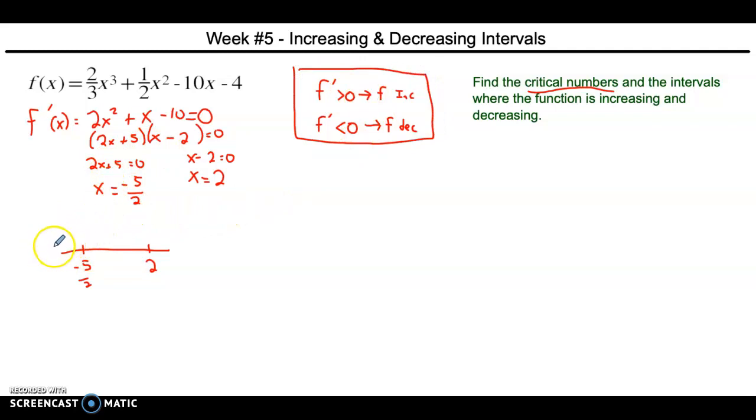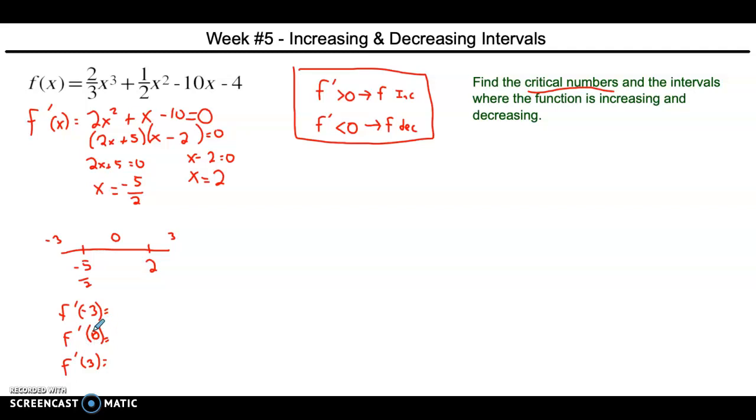So we pick our test numbers. Less than negative 5/2, so less than negative 2.5, I'm going negative 3. In between our two critical numbers, I'm going to go 0. More than 2, I'm going positive 3. We plug those into our derivative, f prime of our test numbers, not our critical numbers. f prime of 3. Okay, so we are looking for our derivative to be positive or negative.